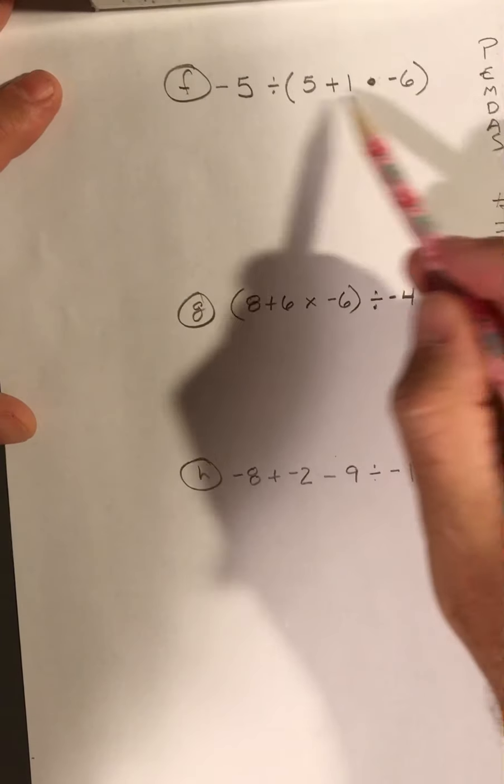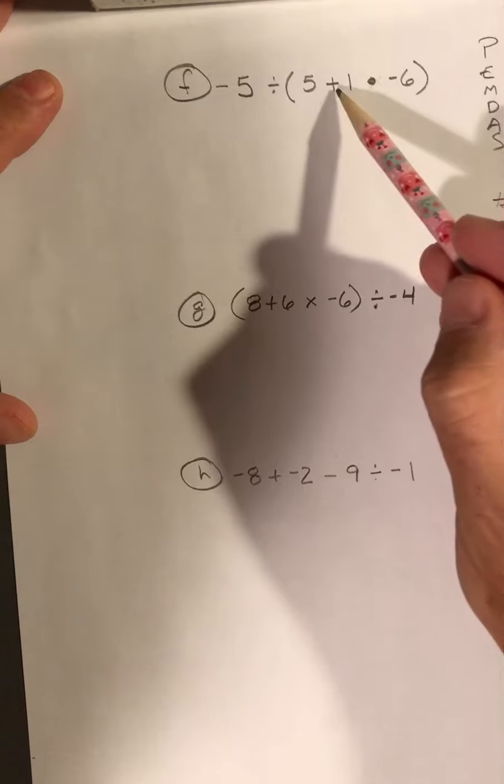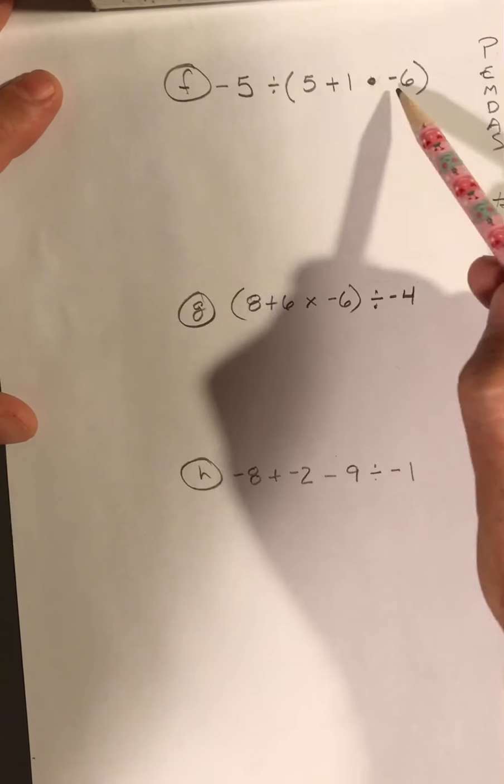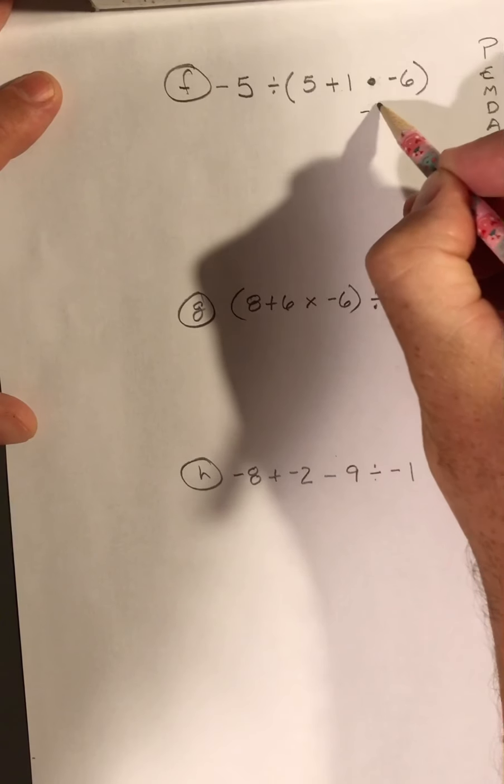Parentheses, inside the parentheses here, I have to follow the order of operations. So I can't add before I multiply. So I'm going to multiply first. 1 times negative 6, well, positive times a negative is a negative.